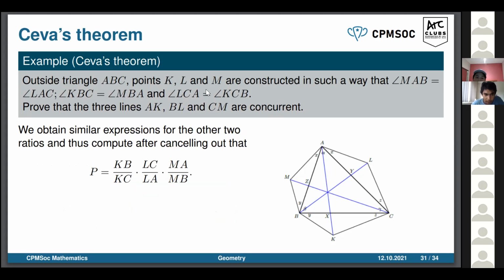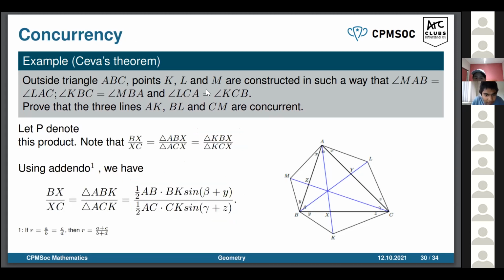So we talk similar expressions. Okay, let's try to recall. Where's the sign of the angles gone? Okay, so that is sine beta plus gamma and beta plus y and gamma plus z.